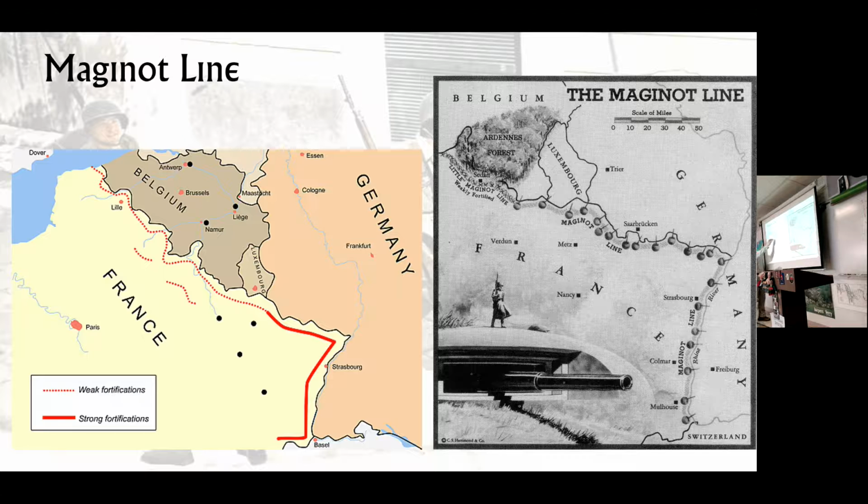And then Belgium. Now they figured the Germans would attack here. And that's where they'll meet them. That's where they're going to meet them. So that's their plan. And these forts are amazing.